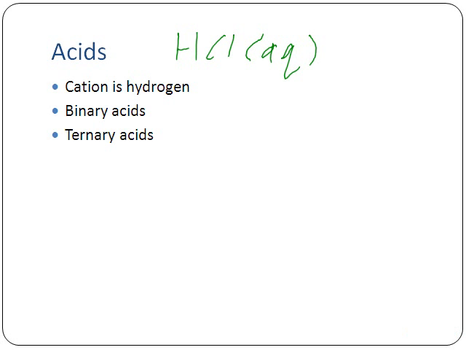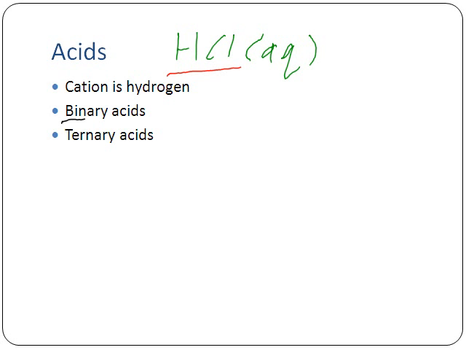The key here, and the word here is the word binary, is the bi. Bi means 2, and so it only has 2 elements in it. And so, in this case, the name will start with hydro and end with a modified name of the other element. This example that we gave a little bit before, we talked about HCl.